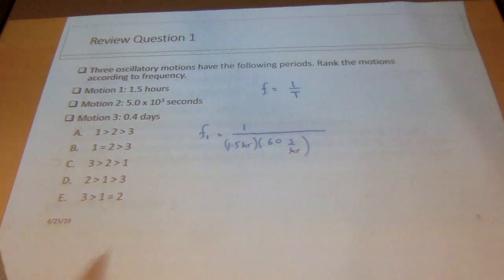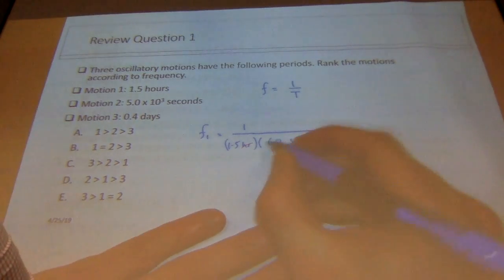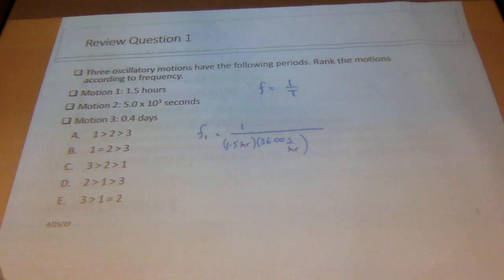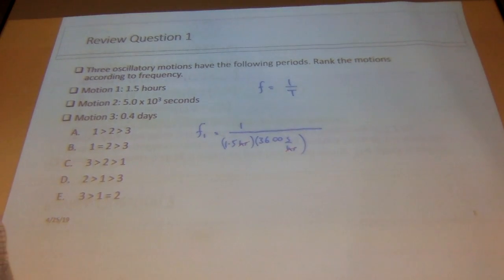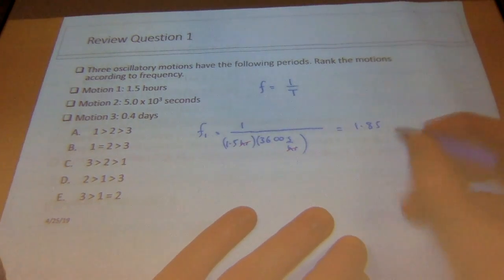So I get actually 1.5 times 60, and oops, no, wrong, that's minutes. So I need 3600 seconds per hour, 60 times 60 for the hours. You could do, of course, 60 minutes in the hour times 60, but 60 times 60 is of course 3600. And F1 turned out to be 1.85 times 10 to the minus 4 hertz.